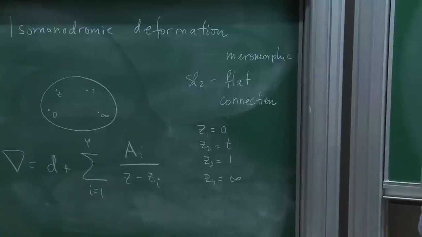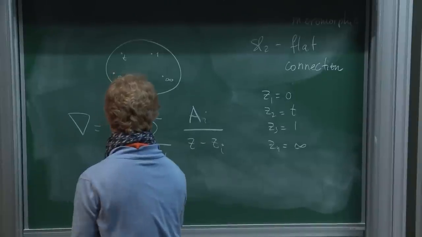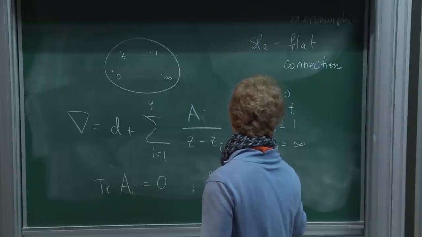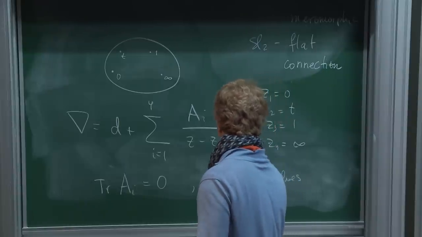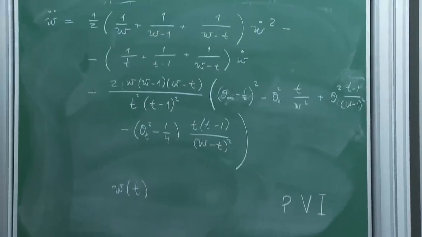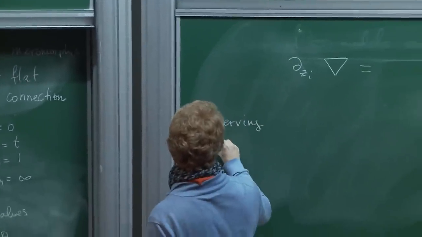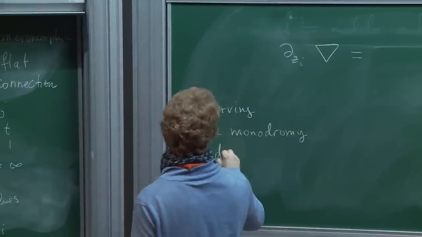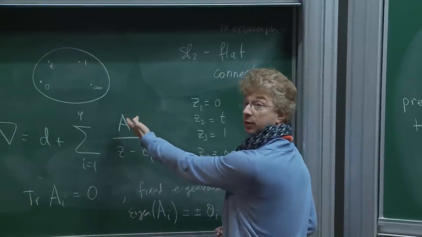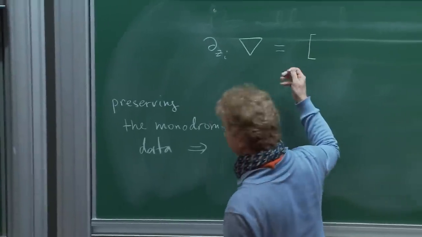And so we want to make the residues of our meromorphic connection, the A_i, the residues, they're traceless because it's an SL2. And we fix conjugacy classes. So we fix the eigenvalues, which I will choose to be generic and to be equal to the parameters theta from the previous blackboard. So to preserve monodromy means that as you vary this connection, and when you vary it, you vary not only the positions of the poles, but also you allow to vary the residues while preserving the conjugacy class. So you want to be able to compensate it by a gauge transformation.